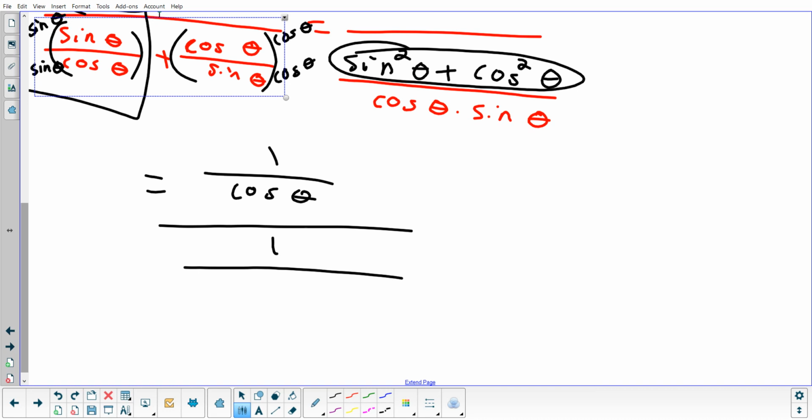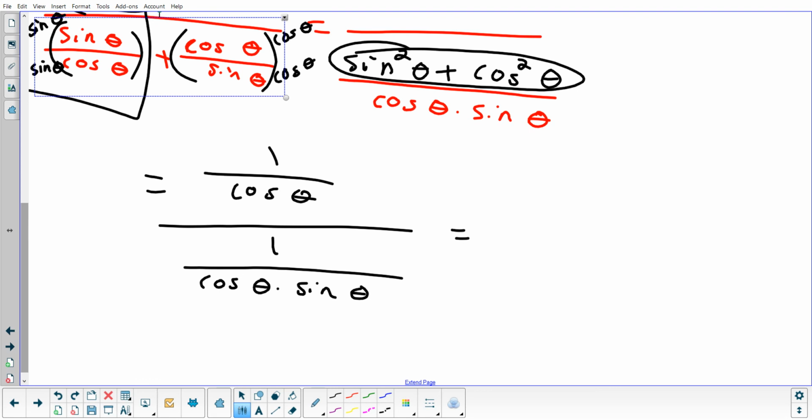So look at all that stuff we just got rid of. Now we just have 1 over cosine times sine. Now, you have a fraction divided by a fraction. You've already done that. Someone remind me, what did we do before when we had a fraction divided by another fraction? Yep, multiply the numerator by the reciprocal of the denominator.